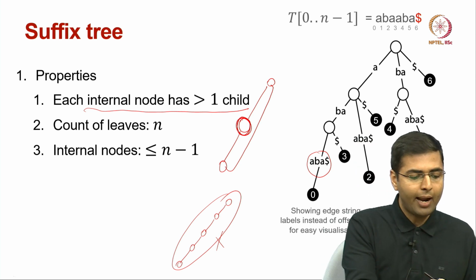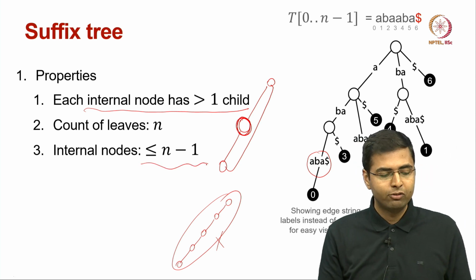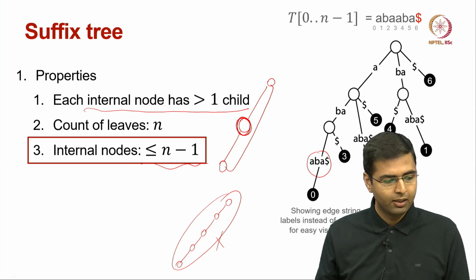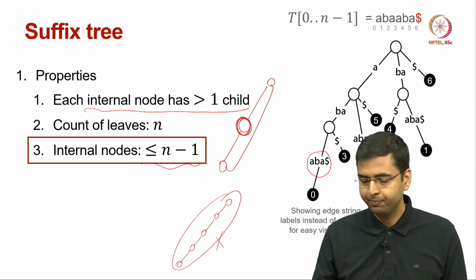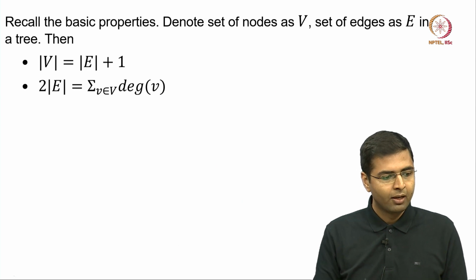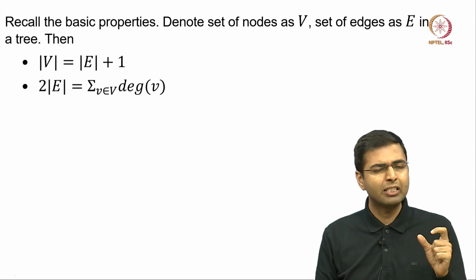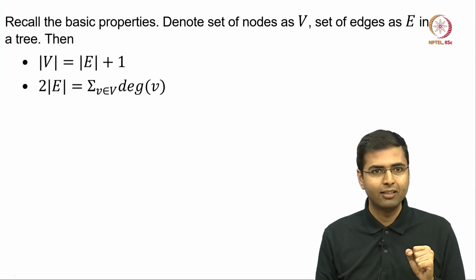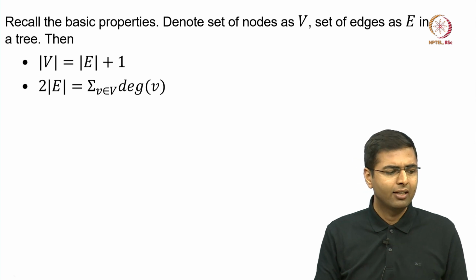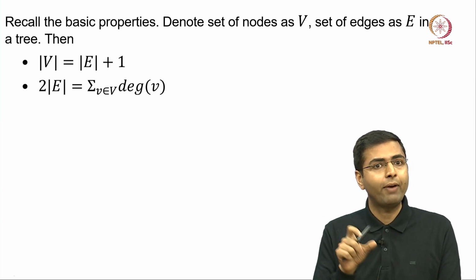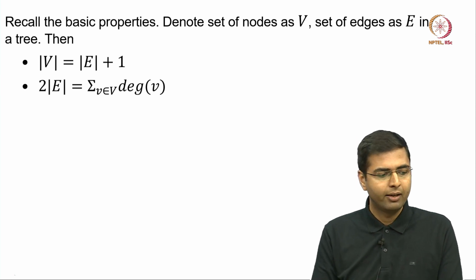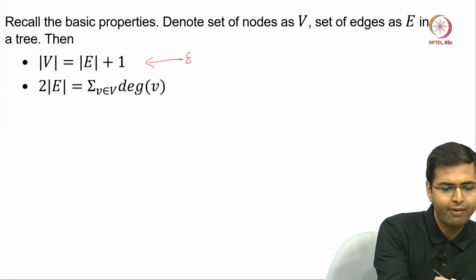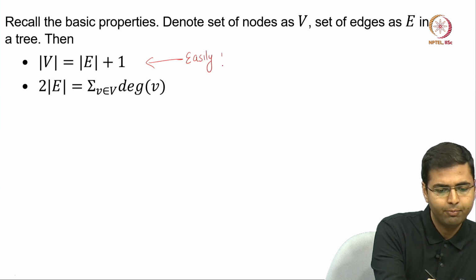We can prove this inequality formally as well. So, let us do that. Let us prove that the number of internal nodes in the suffix tree cannot exceed n minus 1. For proving that statement, we have to recall some basic properties of a tree. Remember that in a tree, the number of vertices is exactly equal to the number of edges plus 1, and you can easily prove that by induction. In fact, you can try this on your own, easily provable using mathematical induction.